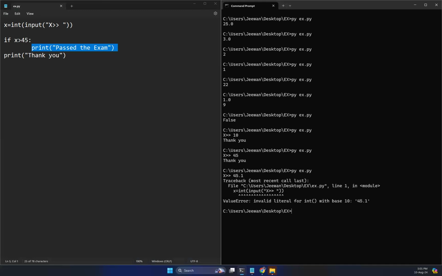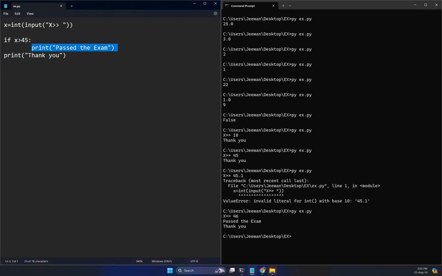If it is 45.1, that cannot be accepted because we are looking for an integer. We got a string value where we are expecting an integer value, so we get a value error, invalid literal for int. Then if I type 46, you can see it shows pass the exam because the condition is true. This will return true, and if the condition is true, it can execute these lines.